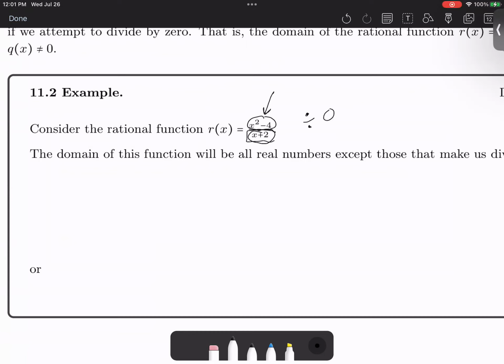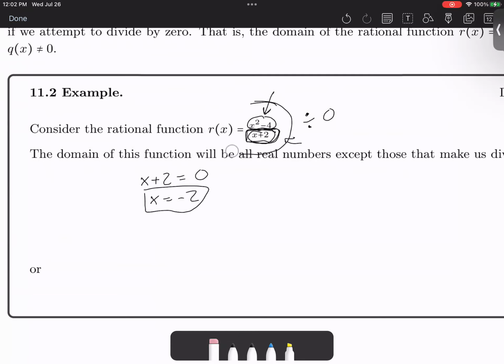In other words, what's going to make this x plus 2 equal to 0? So when I'm looking for the domain of a rational function, I'm going to set my denominator equal to 0, and then figure out where that happens. So this one's not too difficult to solve for. If x is equal to minus 2, then this denominator right there is going to be 0, meaning that this rational function is not going to exist because you can't divide by 0.